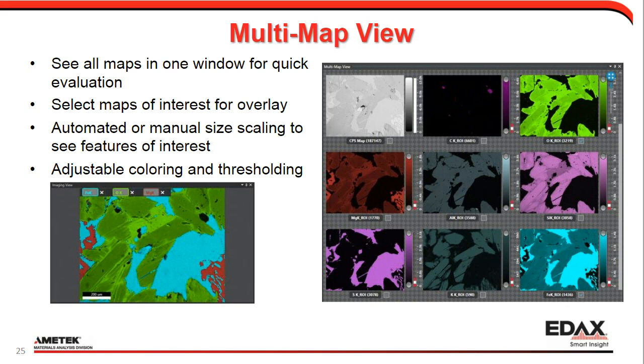Another thing I want to mention is the grayscale map in the top left corner of the Multimap View. This is a CPS map, or counts per second map. It shows the X-ray count rate at every pixel. The brightest pixels indicate the highest count areas, and the dark or black areas indicate little or no X-ray counts. It is a quick and easy check of the variations in count rate across the sample area.